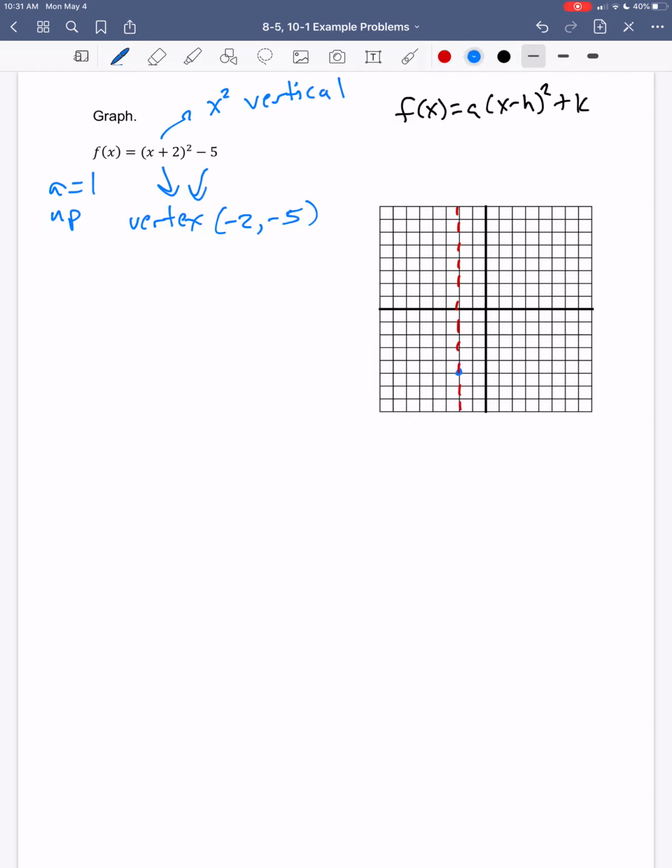And then I just pick two x coordinates on the same side of the axis. So if I'm at negative 2 and I move 1 to the right or 2 to the right, I'm going to get negative 1 and 0. So I plug in negative 1 for x. Oh, I wrote down the wrong function here, or it didn't take. Okay, there we go.